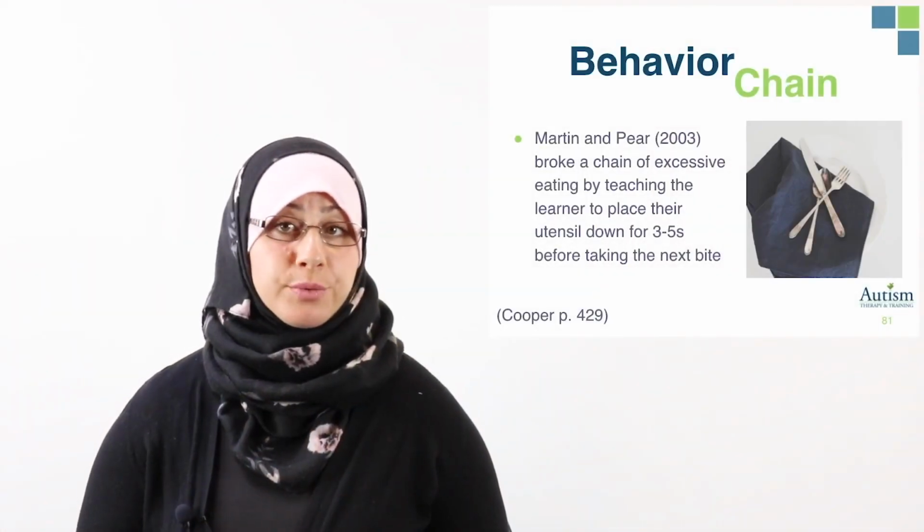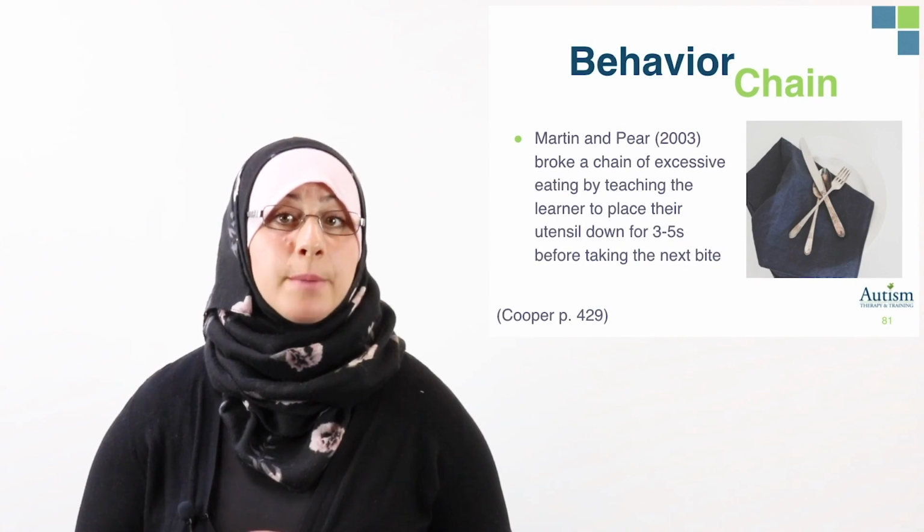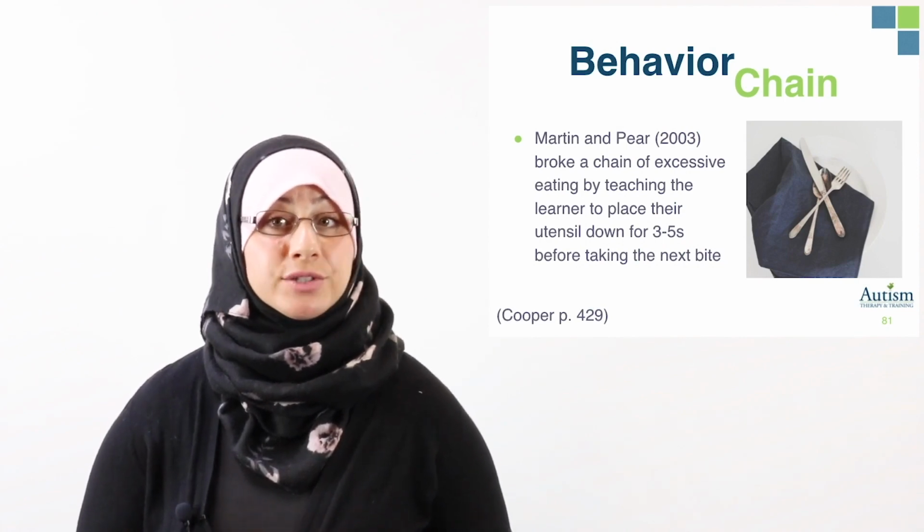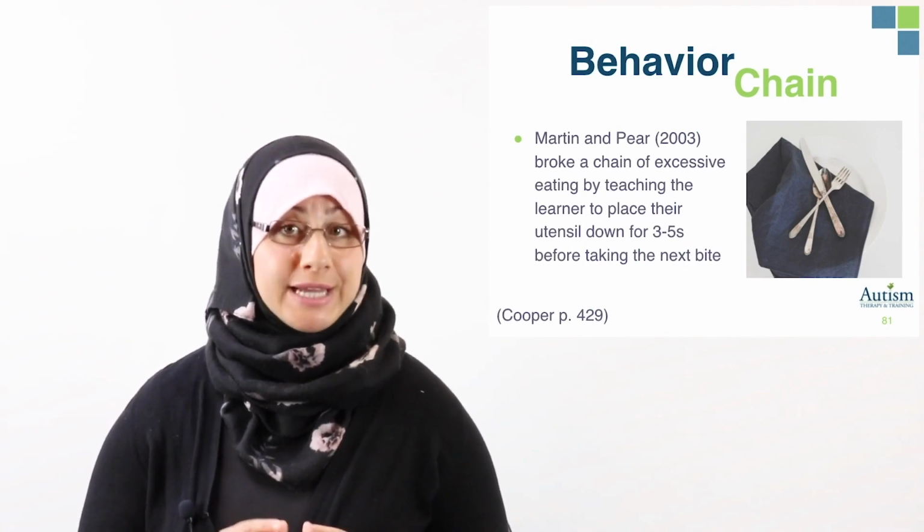Martin and Pear, 2003, broke a chain of excessive eating by teaching the learner to place their utensil down for 3 to 5 seconds before taking the next bite.